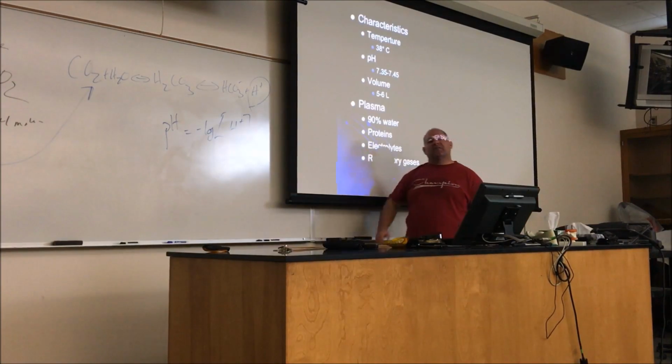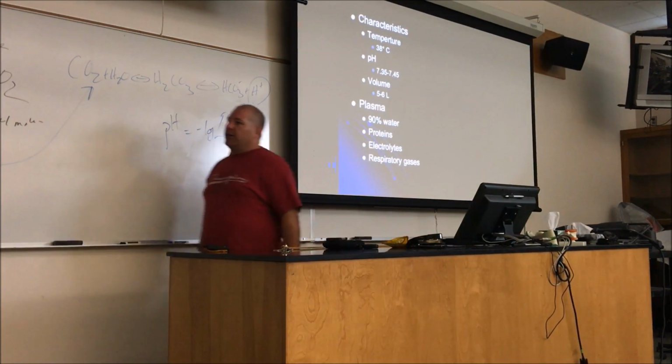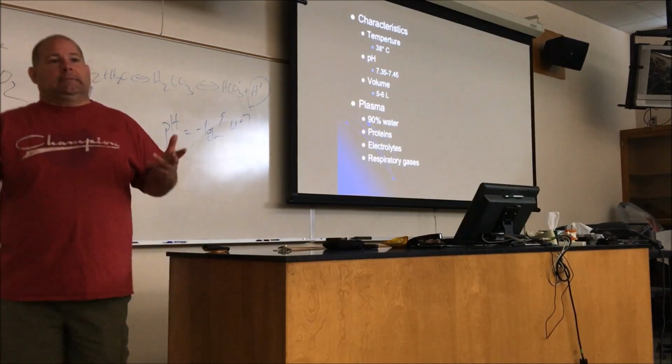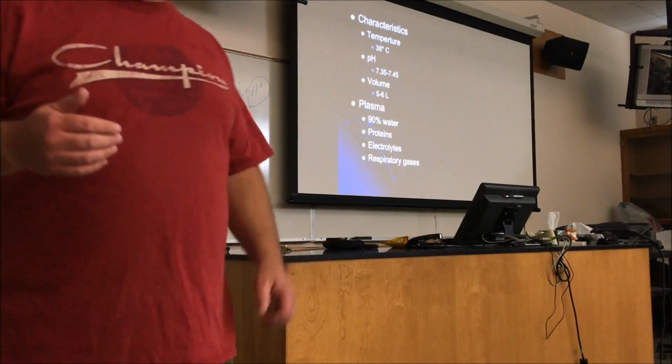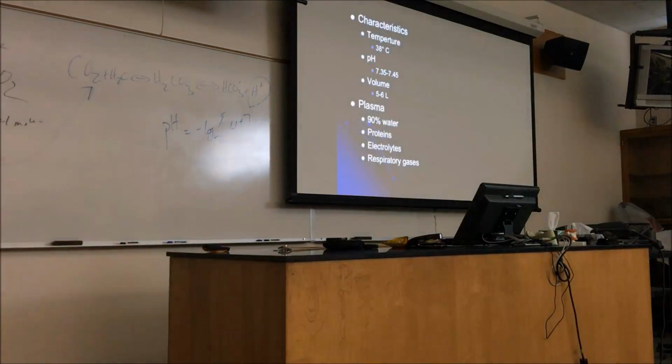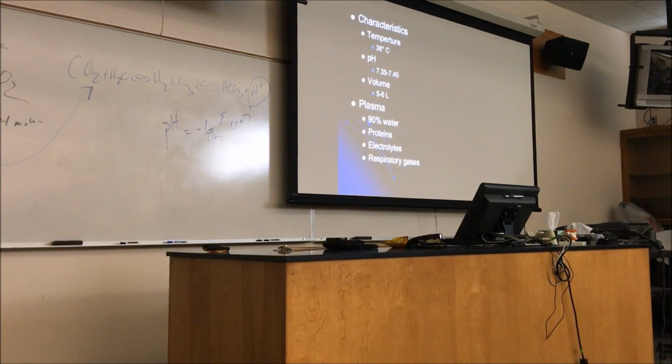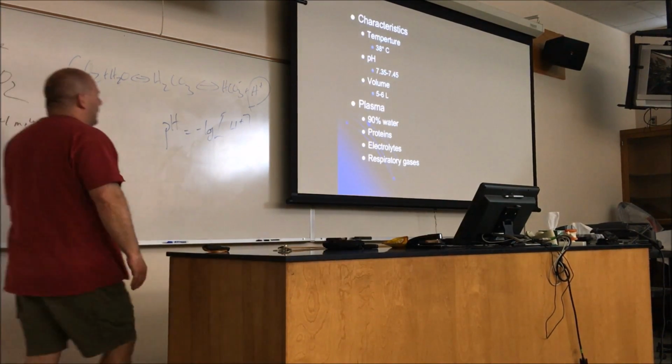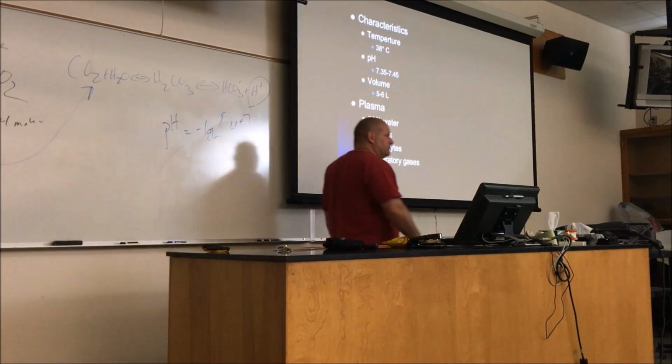pH 7.35 to 7.45. Sometimes you're going to hear, what is the average? Well, what's halfway between 7.35 and 7.45? 7.4. So sometimes you'll see people say the normal pH of blood is 7.40. Understanding the range sometimes is a little bit easier, simply because you then know where you're outside of your range. The volume of blood.